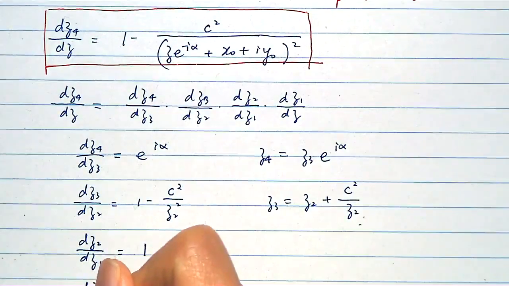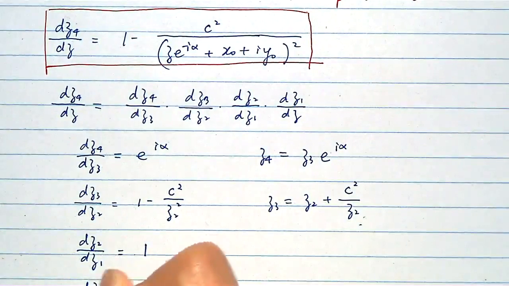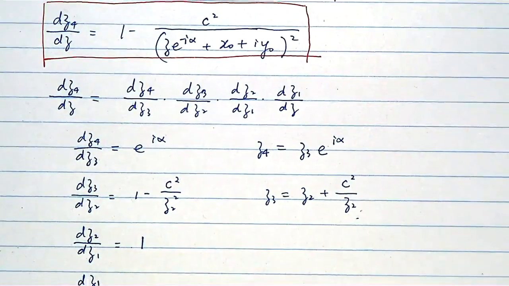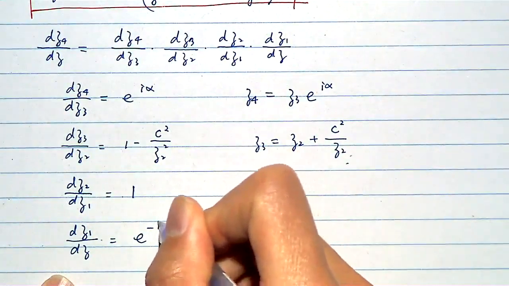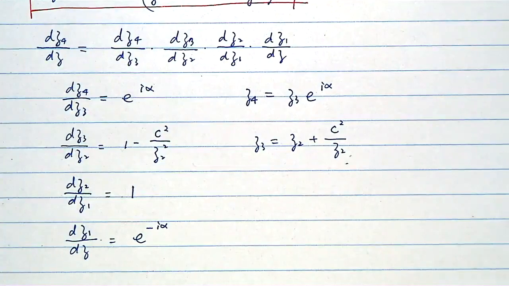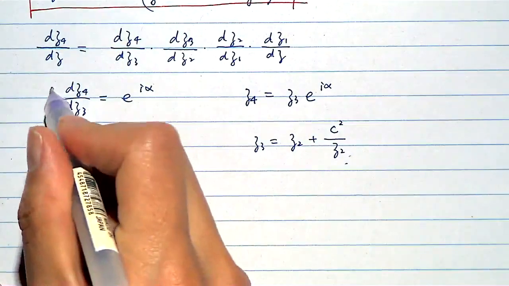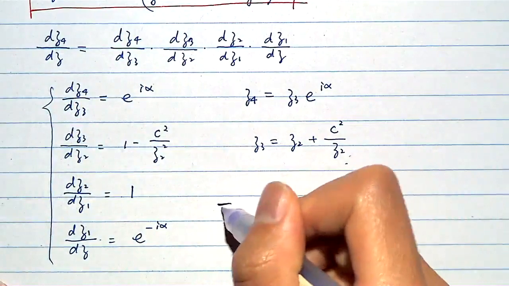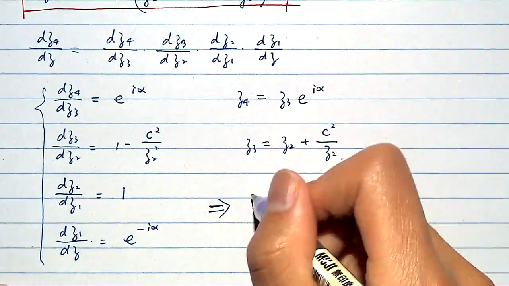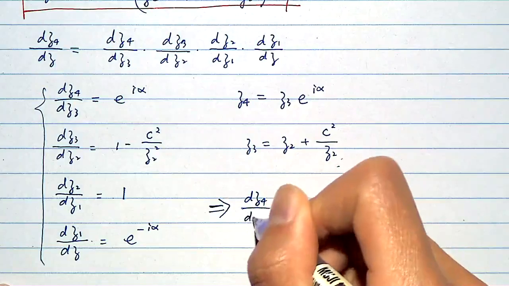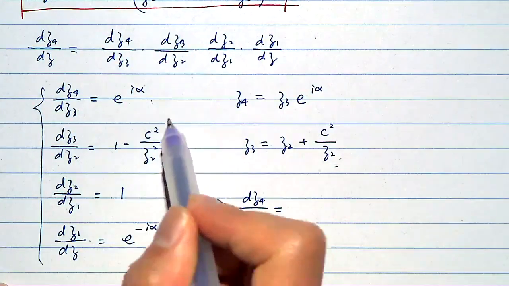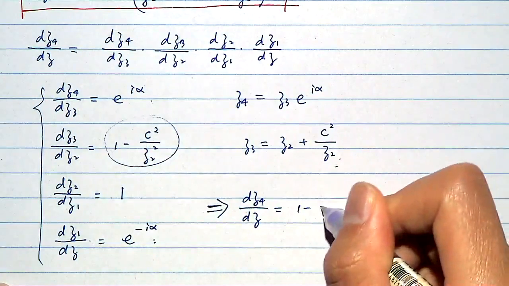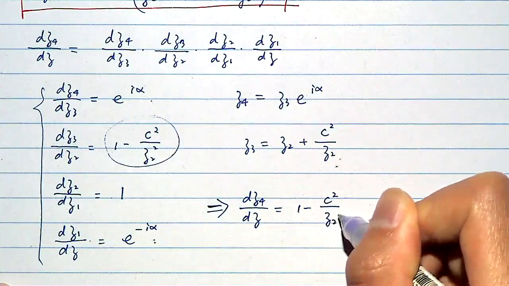And finally, dz1 over dz is the first rotation, e to the power of minus i alpha. Okay? So now we have to put all of this together. So we can get dz4 over dz equals, this multiplied by that goes to 1. So all we really have left is just this one, 1 minus c squared divided by z2 squared.